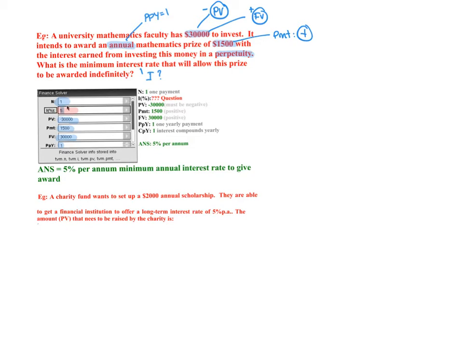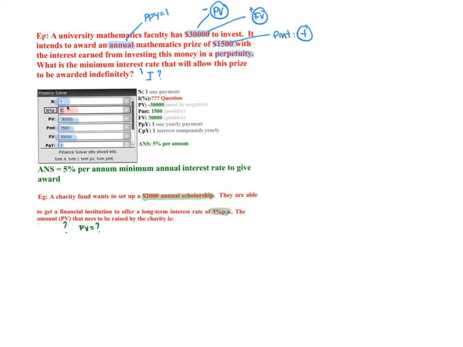It says, a charity fund wants to set up a 2,000 annual scholarship. They are able to get a financial institution to offer a long-term interest rate of 5% per annum. The amount PV that needs to be raised by the charity is. Now, if I don't know what PV is, so if you look there, PV is the question, but when it's a perpetuity, which is what this scenario is, I also don't know what FV is, because they're the same. So I can't use Finance Solver because there's two things missing, yes?